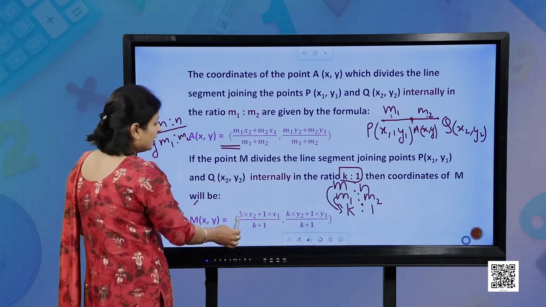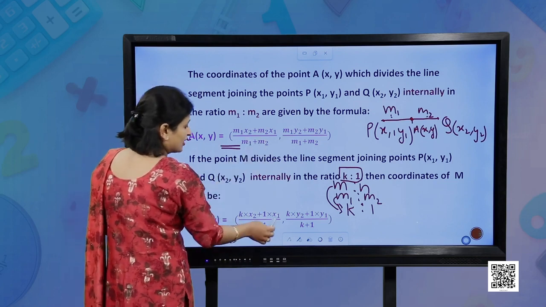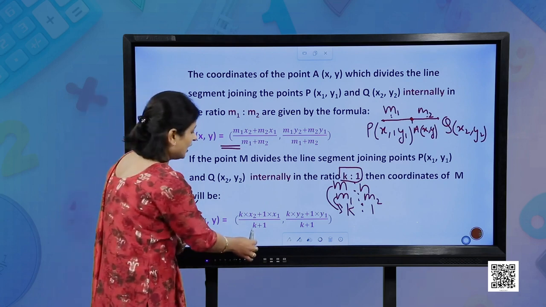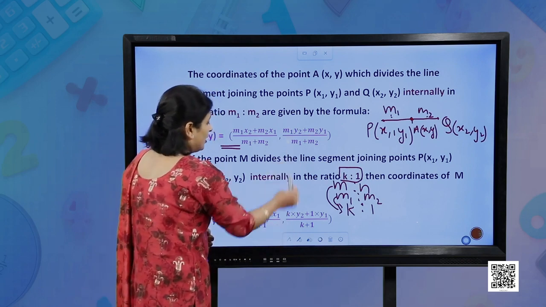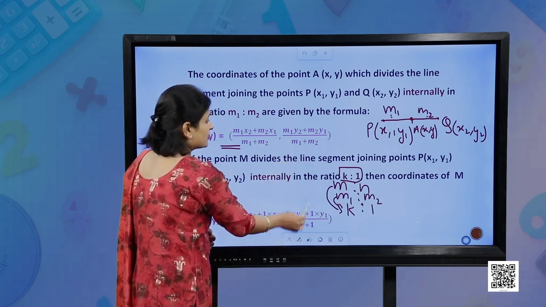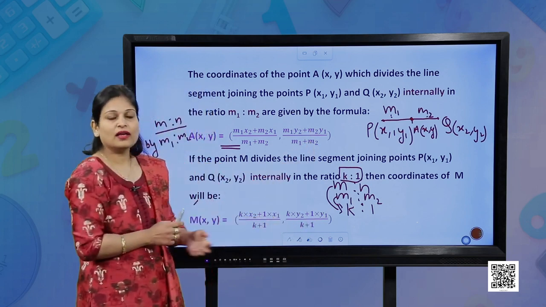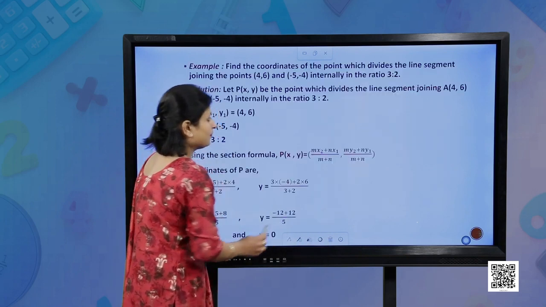You will get (k into x2 plus 1 into x1) divided by the sum of the ratios, which is k + 1, and for the y coordinate, k into y2 plus, replacing m2 by 1, 1 into y1, divided by the sum of the ratios, which is k + 1.